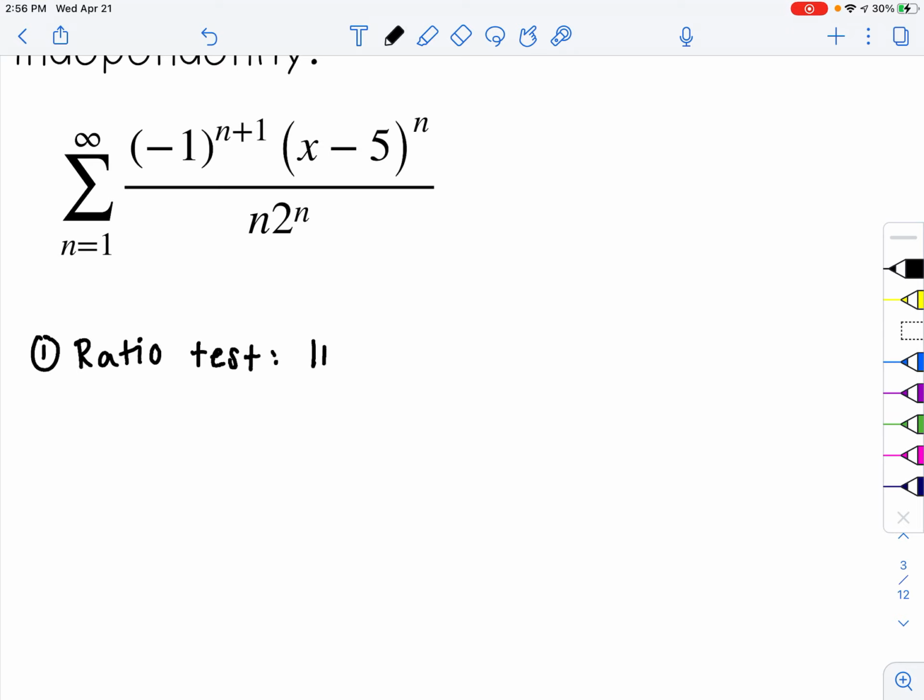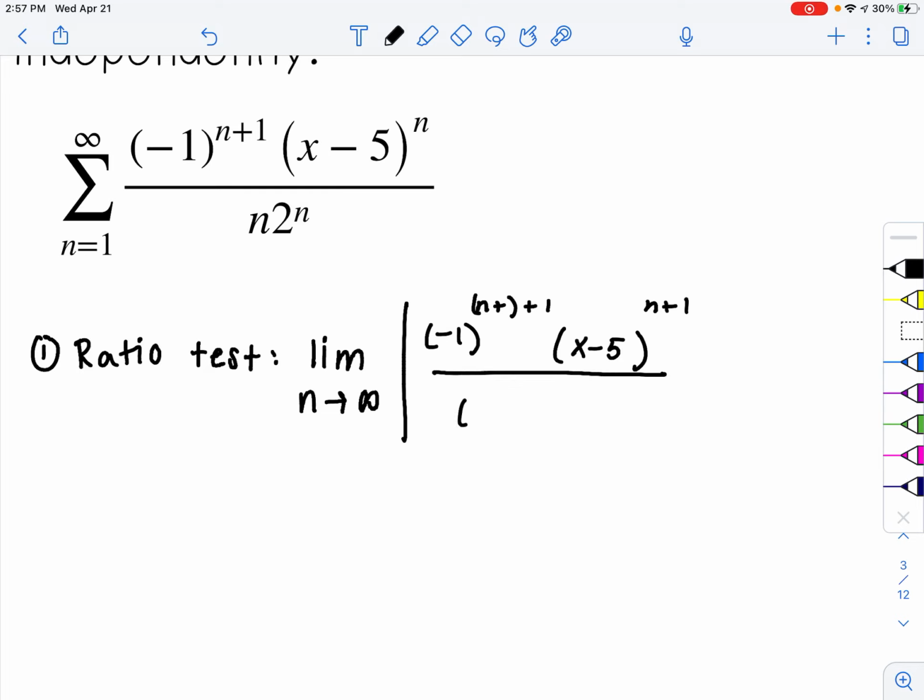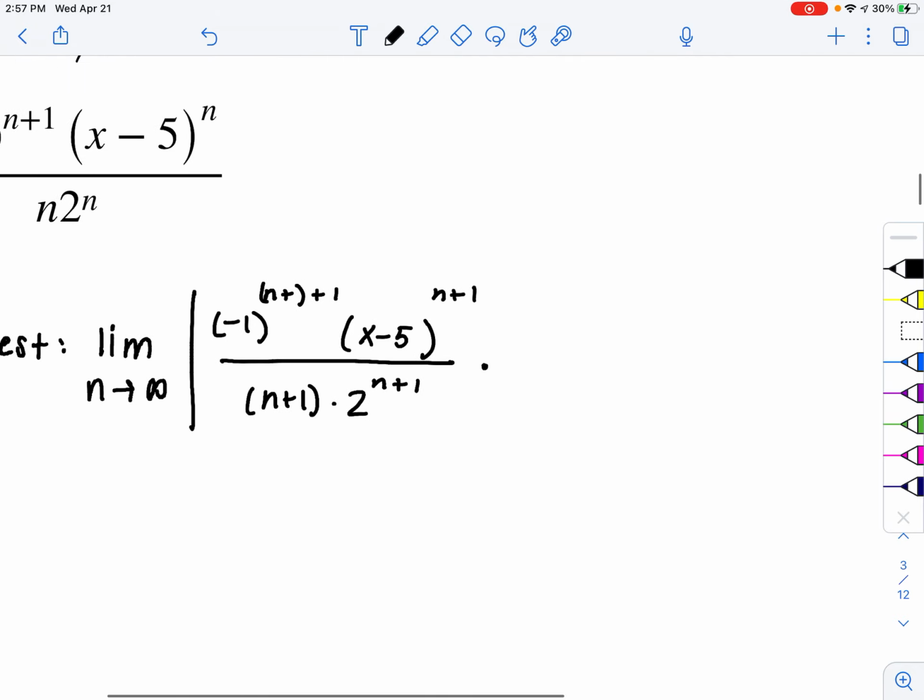So we're going to say, okay, the limit as n goes to infinity of the absolute value, and we're going to plug in n plus 1 first, right? So we're not plugging it in for the x's, we're plugging it in for the n's. Right, and then I'm going to multiply that by the reciprocal of my function.